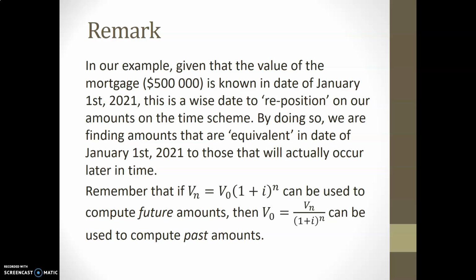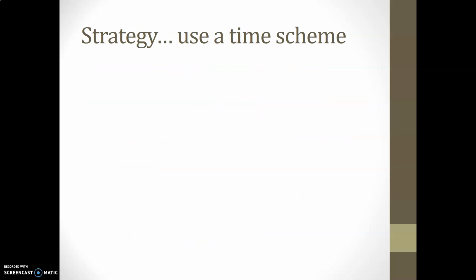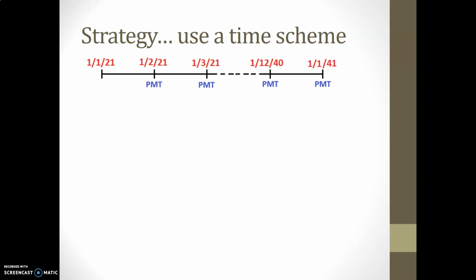Now remember that if Vn equals V0 times (1 plus i) to the n can be used to bring amounts towards the future, then we can also take future amounts and bring them back to the past by isolating V0. V0 equals Vn over (1 plus i) to the n. So a great strategy again is to use a time scheme to visualize what is taking place.